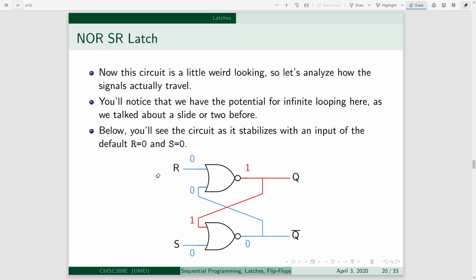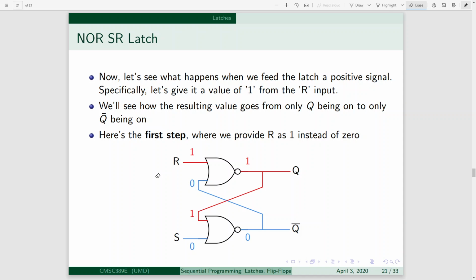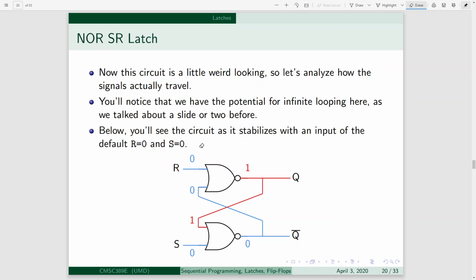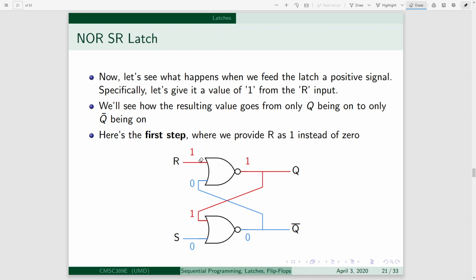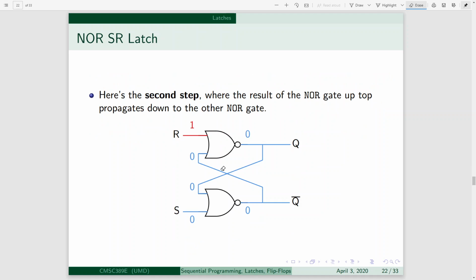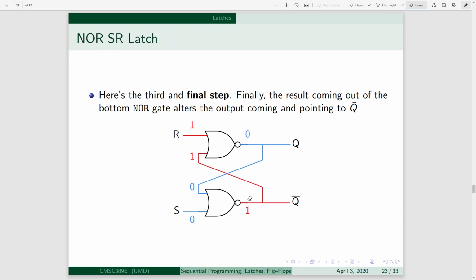And again, I'm just going to walk you through it. So suppose we have Q on and we want to reset it, right? Here's how we'll go step by step. First, this is set to 0. We feed in 1 here, right? First step: this gate says, oh boy, I'm not producing 1 anymore. So it'll produce a 0, right? And now that's 0. We're going to follow that 0 all the way down here to this gate, where this gate says, oh, I'm getting nothing in. Time to turn on. And it'll turn on and stabilize just like this, right?